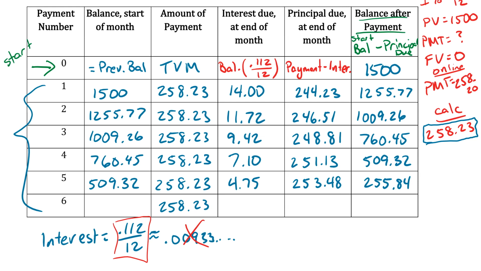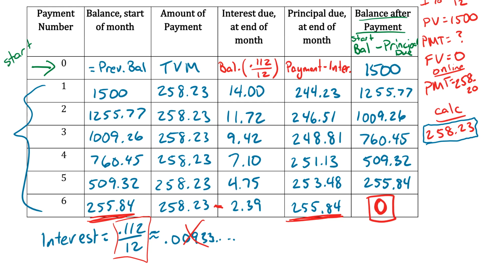All right, last one. Balance comes down. We take that number and multiply it by the 0.112 over 12. Put that in your calculator, and you'll end up with 239. Subtract the 239 and we're going to have 255.84. Then subtract the first number minus the 255.84, and we get 0. All right, now that part's really important.